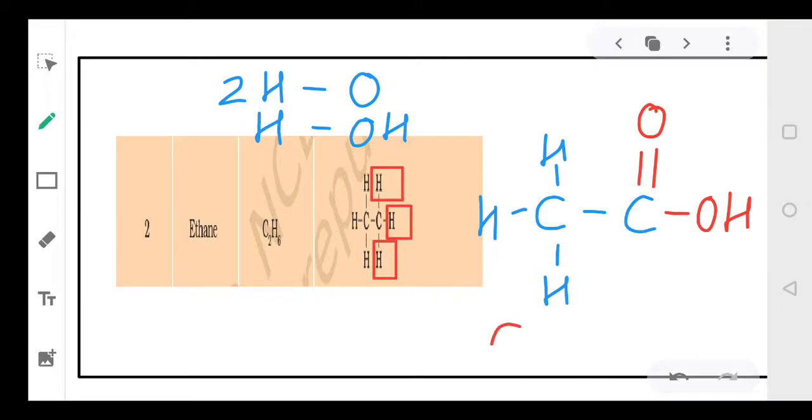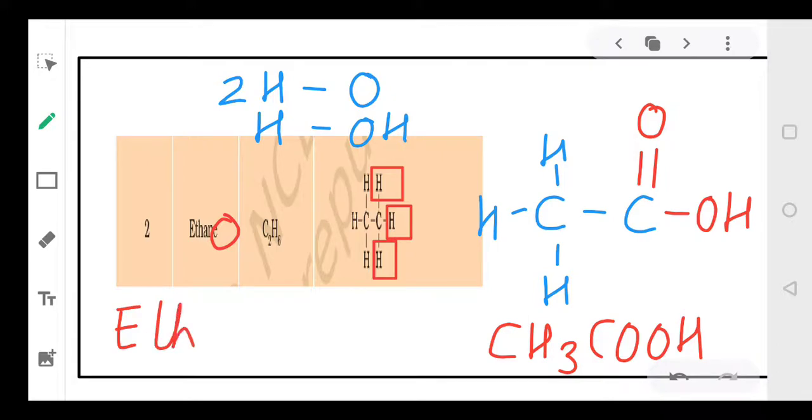Now let's write the formula, that is CH3 C double O OH, CH3COOH. Now from ethane, remove the E and in its place put oic acid. So the name of this compound is ethanoic acid. This is called ethanoic acid, right?